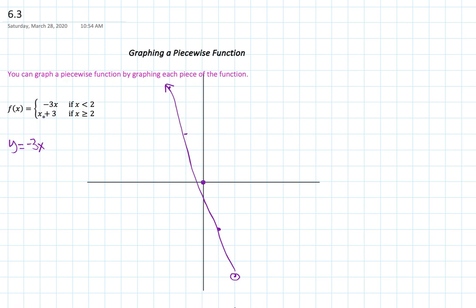Now when I graph x plus 3, I have my y-intercept at 3, and I'm going up 1 to the right 1, and so forth. And that only matters when x is 2 or greater. So I can erase these other dots.